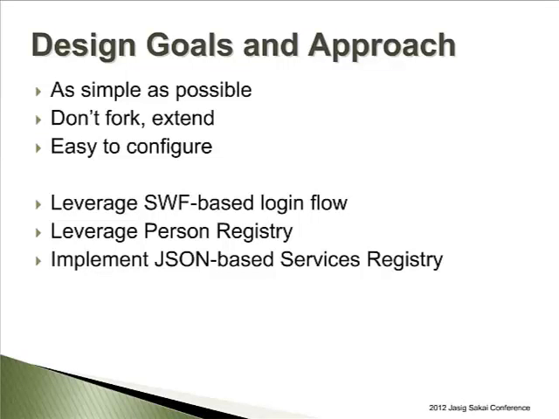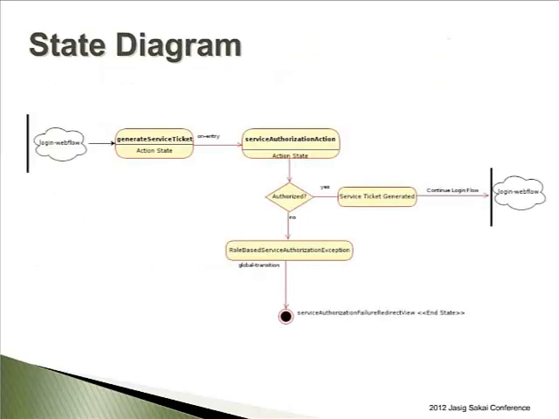So we'll go into all these things. So this is a state diagram showing the alternate behavior or flow that we implemented on top of the CAS server. Starting from the left, at the beginning of the login flow, you would try to generate a service ticket, presuming the user was already authenticated.